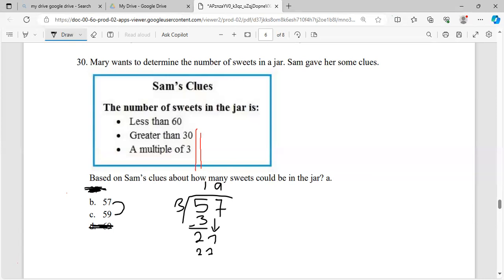Is the answer 57? Yes, it is 57. It couldn't be 59 because 3 cannot go into 59. So this fits two criteria. 59 is less than 60. It's also greater than 30, but it's not a multiple of 3.